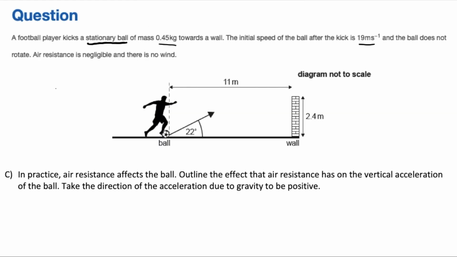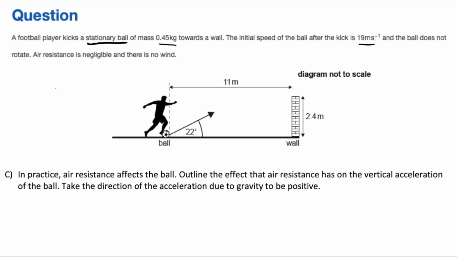Let's now look at part C. In practice, air resistance affects the ball. Outline the effect that air resistance has on the vertical acceleration of the ball. Take the direction of the acceleration due to gravity to be positive. Okay, so we need to understand what happens in projectile motion. When an object is launched into the air, it initially moves upwards and forwards. We know this. However, air resistance works against this motion.